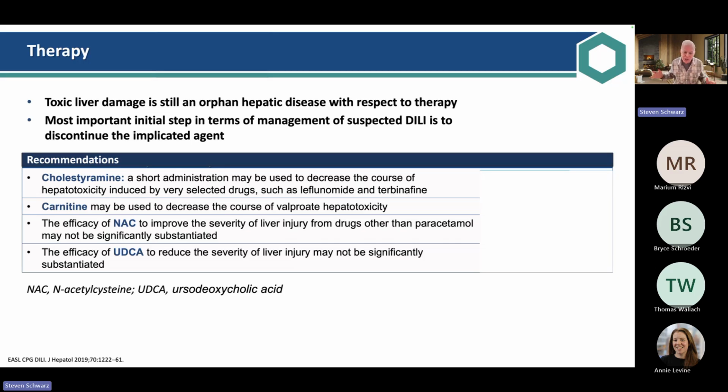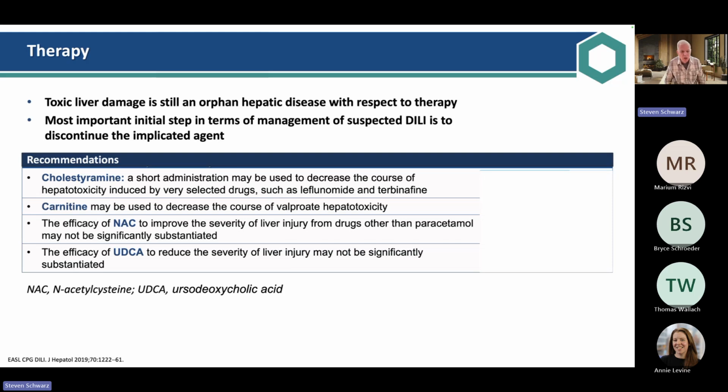What about N-acetylcysteine? Well, anybody with a drug-induced liver injury gets N-acetylcysteine. And the studies have not really substantiated its efficacy for drugs other than acetaminophen, but it's very safe. And certainly any drug that follows cytochrome P450 metabolism theoretically would benefit by a glutathione repleter, and that would be N-acetylcysteine. What about cholestatic injury?